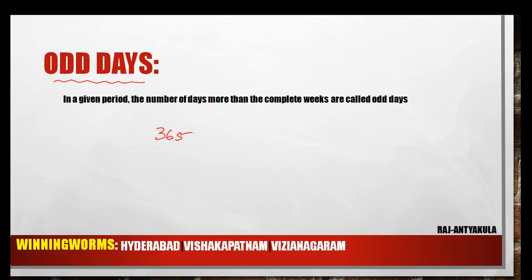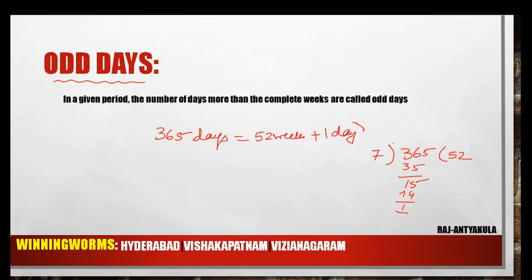365 days. So 365 days can be written as 52 weeks. How am I writing 52 weeks directly? Simple. 365 is divided by 7, because a week contains 7 days. That is the reason we divide by 7. 7 5s are 35. The remainder is 1. 5. 7 2s are 14. So the remainder is 1. So we can write it as 52 weeks plus 1 day. So in 365 days, the number of odd days is 1.